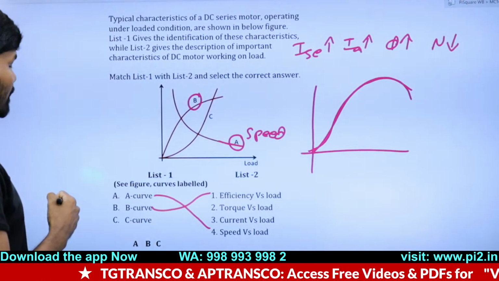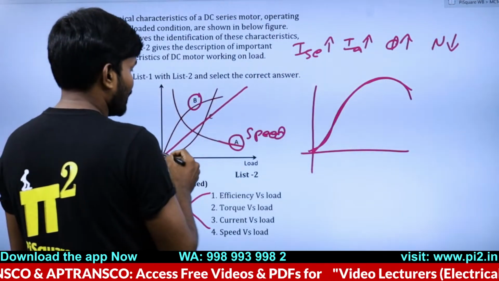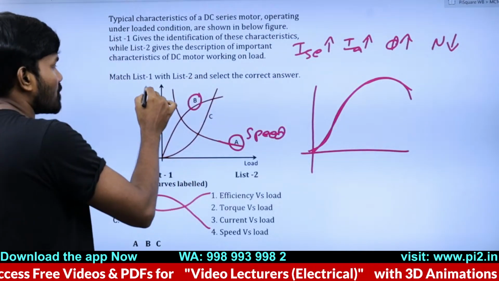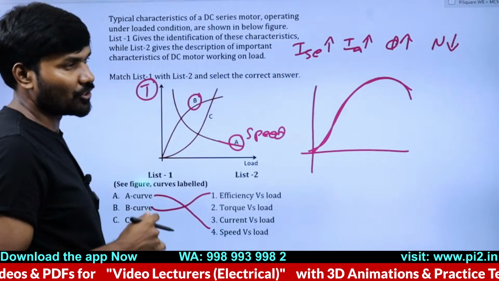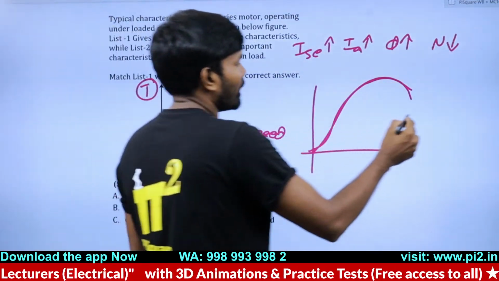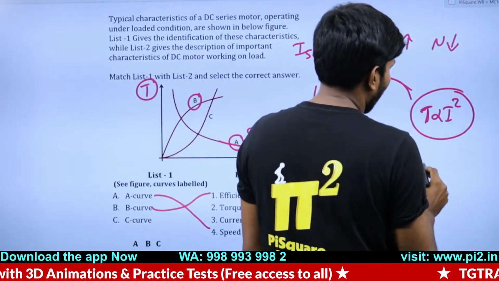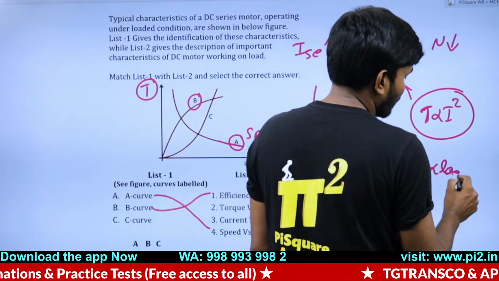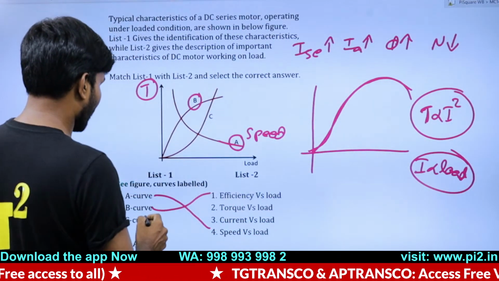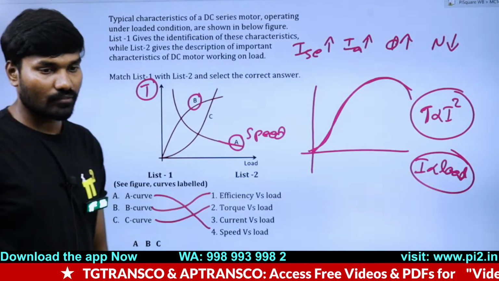The curve C is not linearly changing. It is like this, which means we know a square-times change. So this must be torque. In a series machine, it has very good torque because torque is proportional to current square. Current is nothing but proportional to load. Simple points. So curve C is for torque versus load. C is mapped to 2.